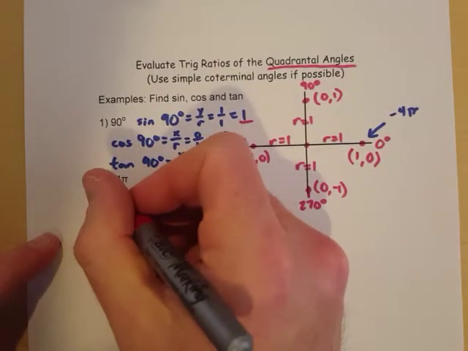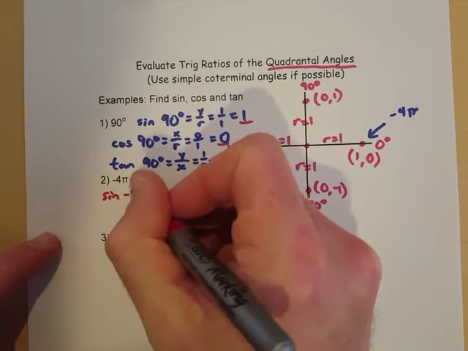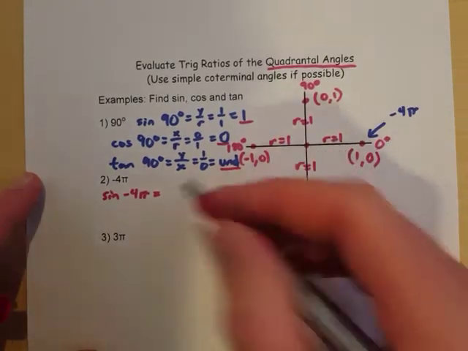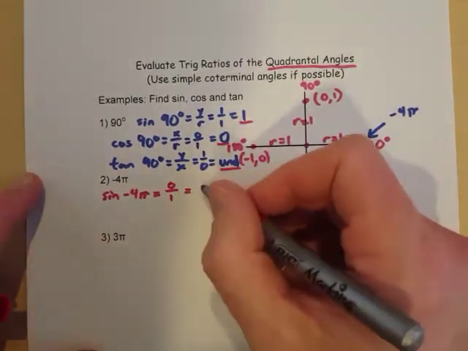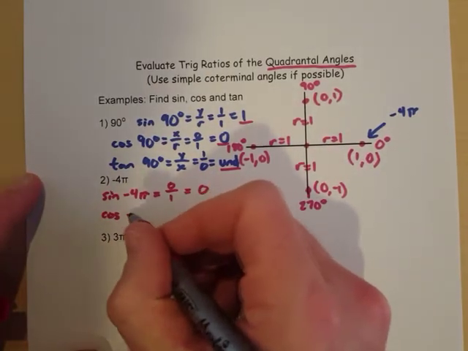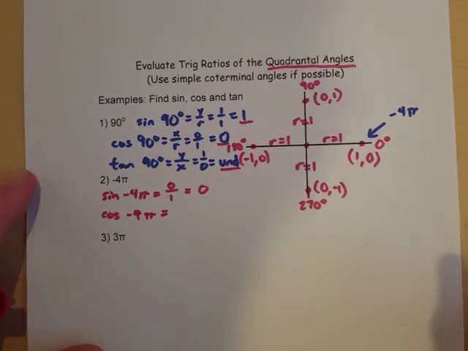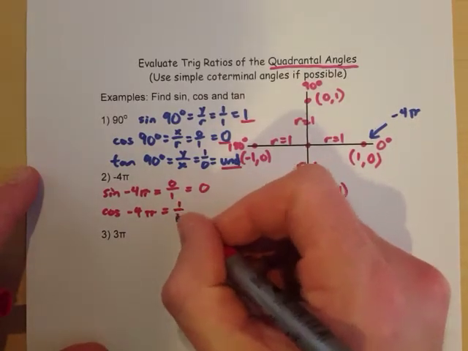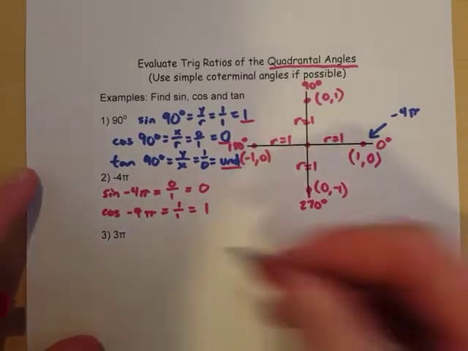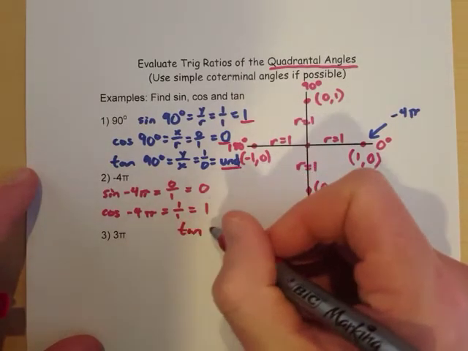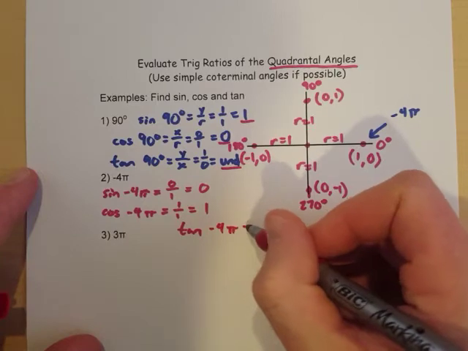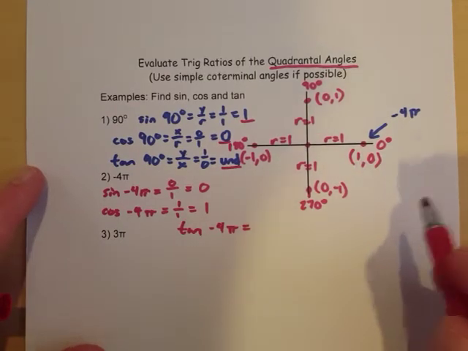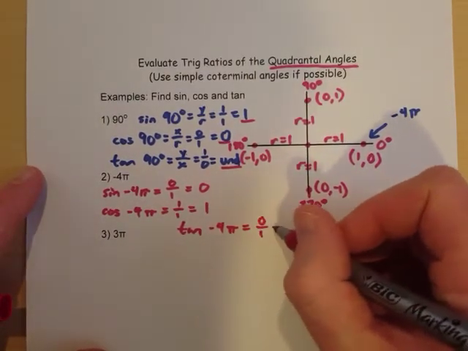So sine of negative 4 pi, y over r, so that's 0 over 1. Reduces down to 0. Cosine of negative 4 pi, x over r. X is 1 in this case, r is 1, and so that's 1 over 1. That's equal to 1. And then finally here, tangent of negative 4 pi. Tangent is y over x. So that is 0 over 1 in this case, and that is 0.